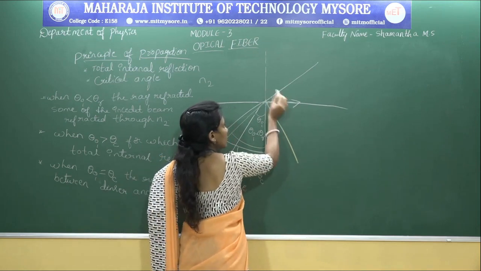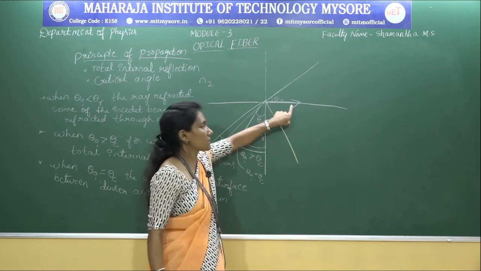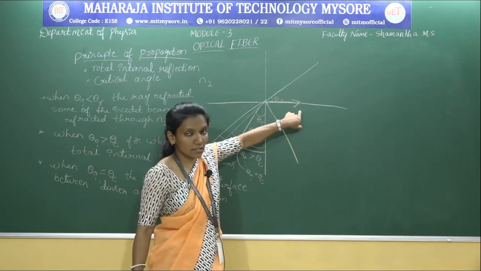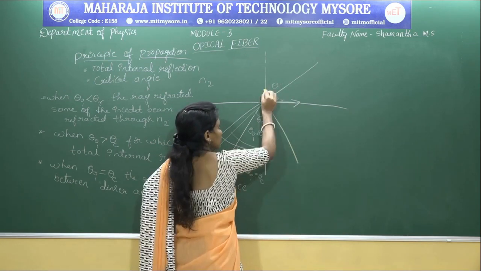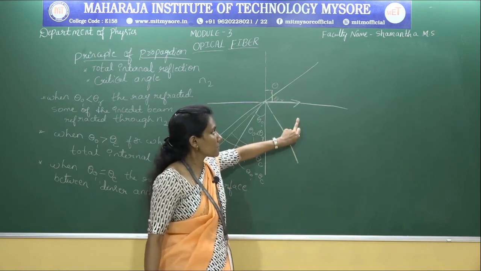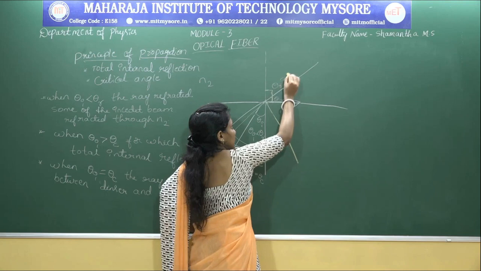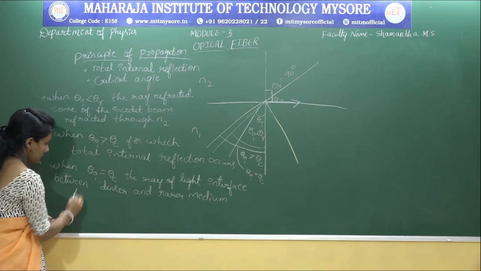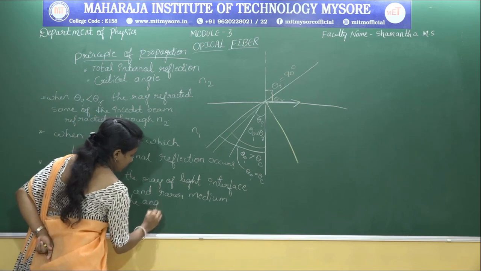So, when the angle of incidence is equal to the critical angle, the ray of light at the interface between the denser and rarer medium has an angle of refraction of 90 degrees. For which the angle of refraction is 90 degrees.